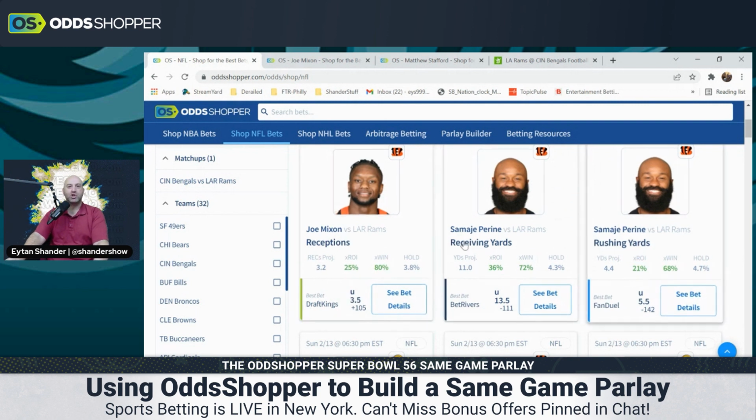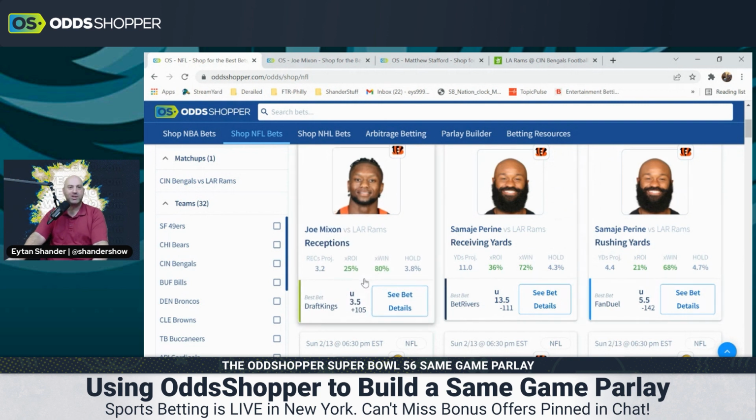Right away, sorting X win percentage, Joe Mixon under 3.5 receptions. Now, the plus 105 is awesome on DK, but look at Alex's free projection here on OddsShopper, which you're not going to get anywhere else you're shopping any type of lines or odds, 3.2. So Awesemo has Mixon going over 3.2, but still, if you were just playing this prop individually, you would go under. If you were playing it on a same game parlay, we're going 3+, and I'll show you once it's built because that's going to maximize our return.